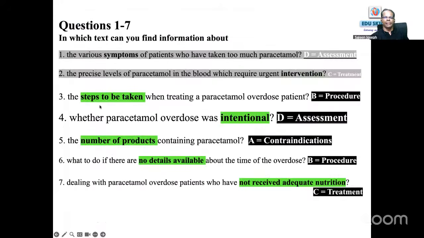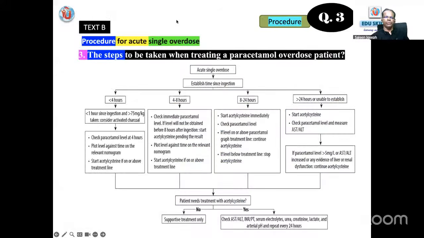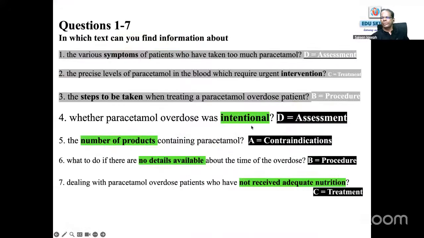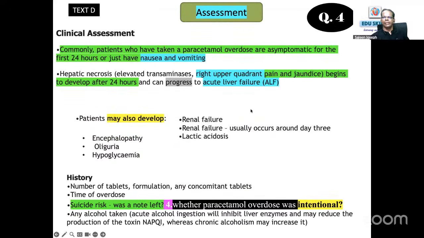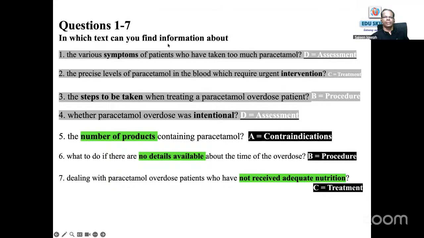And question number 3, the steps to be taken when treating a paracetamol overdose patient. When you said steps, it is in procedure, you said text B. These are the steps, right? What is to be done, when, in which hour, all those things. So in general, they are speaking about the procedure or the steps. 4th one, whether paracetamol overdose was intentional. You said D, assessment. Suicide risk, was a note left. This is from the history. This is just to match the text.